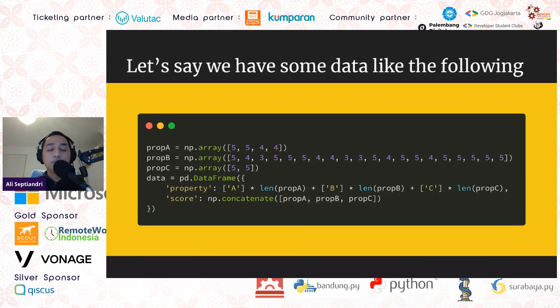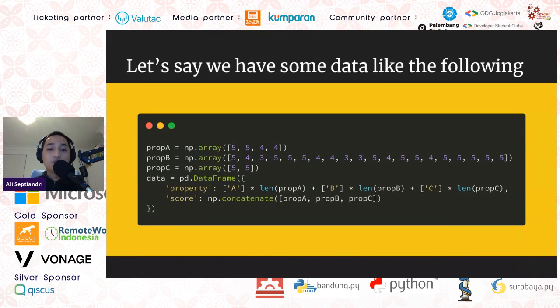We saw earlier, property B has more review scores, around 20 if I recall correctly, and property C has 2 review scores. Both of them are 5s, but the problem is we only have two reviews so far. So which one is better from these three?